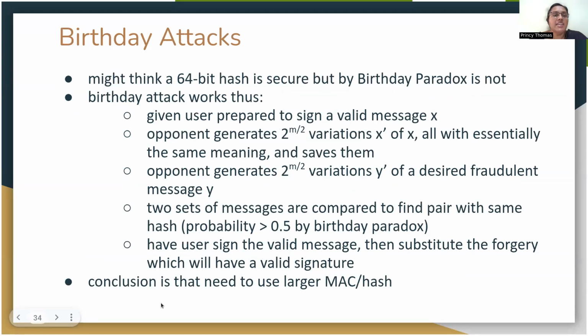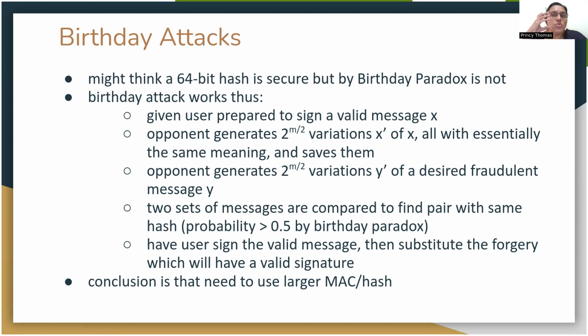Now, one specific attack is the birthday attack. Here, the birthday attack was done when the hash values were 64 bits. Even though we might think that 64 bits is secure, by the birthday paradox we can see that it is not secure. And what exactly is the birthday attack? It's simple, actually. The original message the user sends is a message X. So the user is prepared to sign a valid message X. What the opponent does is generate 2 raised to m by 2, that is the number of variations that are possible.